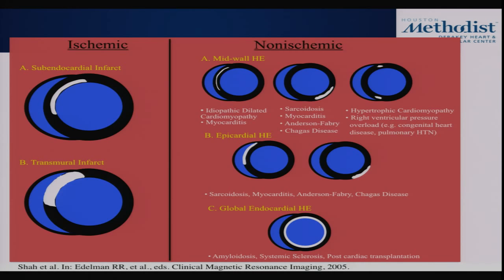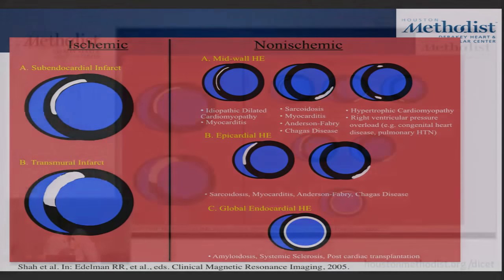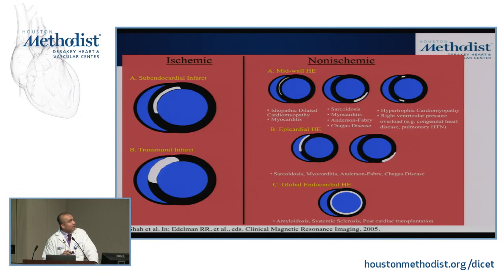So to wrap up here, this is a nice cartoon which identifies, again, the differing patterns of hyperenhancement that you'll see with differing etiologies. In ischemic heart disease, you tend to see a subendocardial or transmural pattern of hyperenhancement, whereas in non-ischemic heart disease, you may see a mid-wall, an epicardial, or an RV insertion site dot. Here are other examples of epicardial.